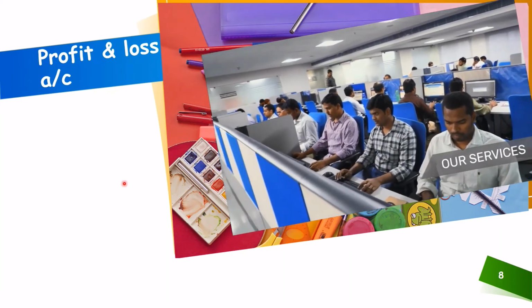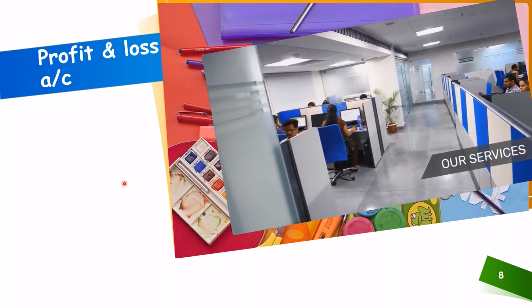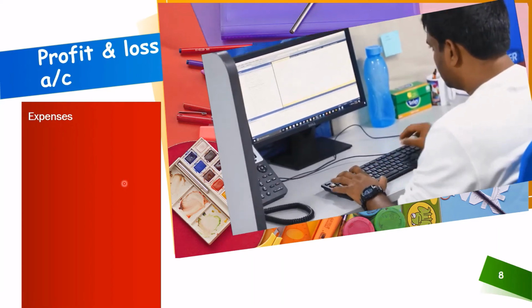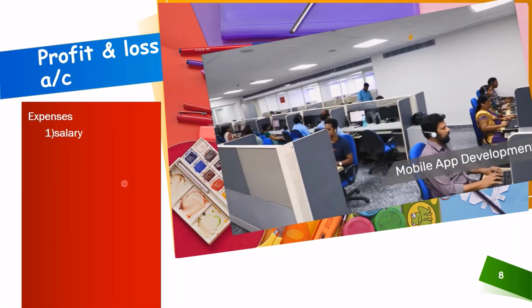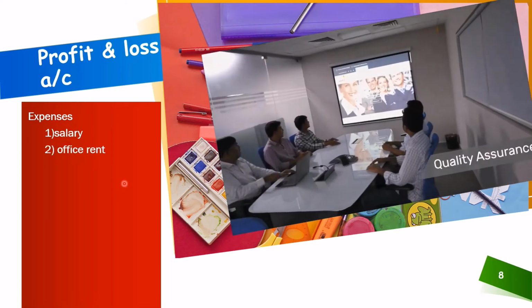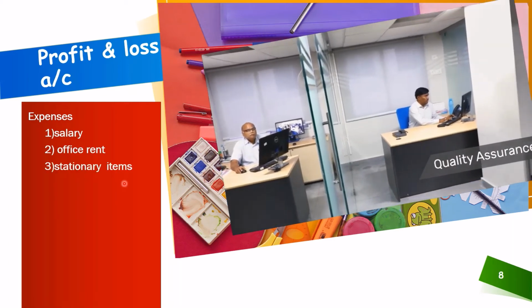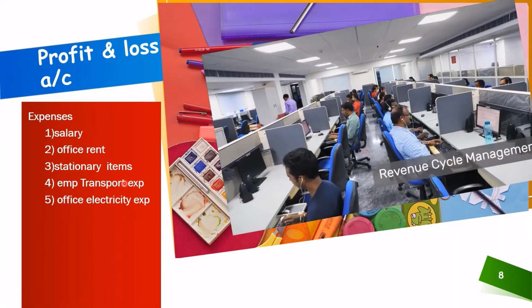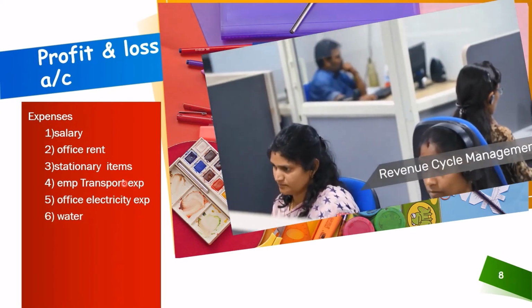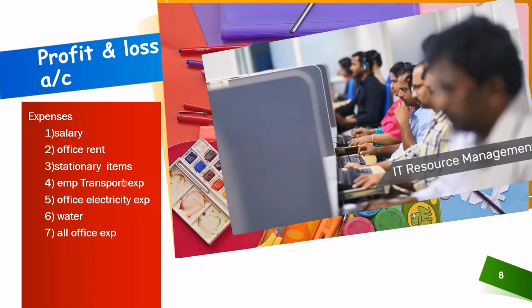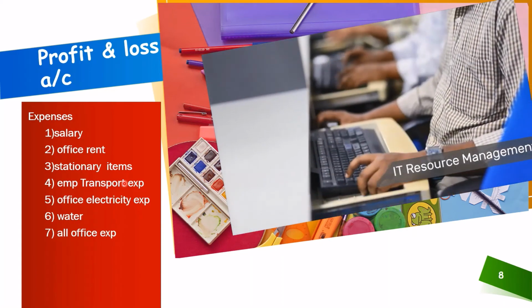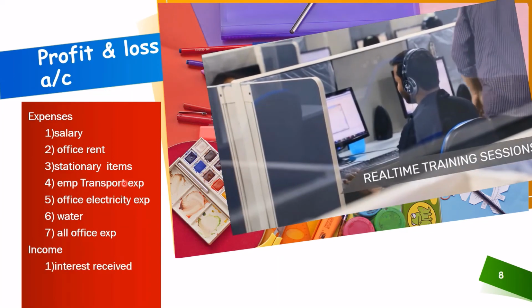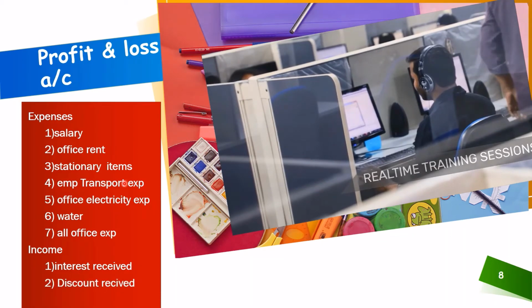For office purposes, what are the expenses or incomes we want to identify? First, we'll identify the expenses for maintaining this office. First, for these employees, they want to pay salaries. And next they want to pay office rent, and third stationery items, and fourth employees' transportation expenses, and fifth office electricity expenses, and sixth water, and seventh all office related expenses we can record on the expenses side. And coming to the income, the first one is interest received, and next is discount received.